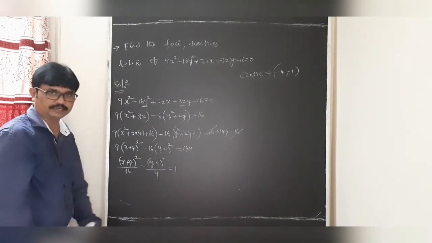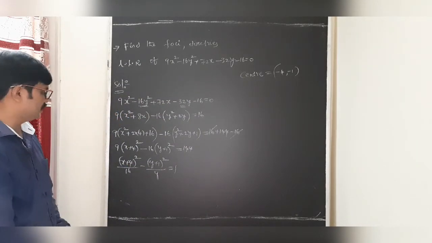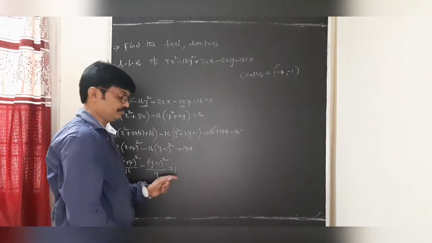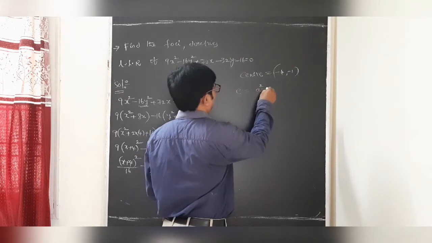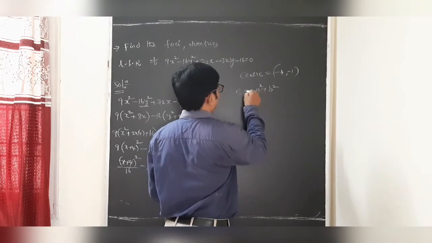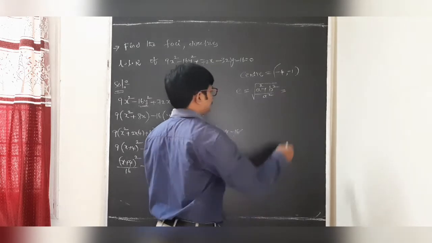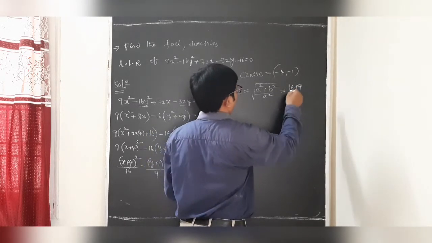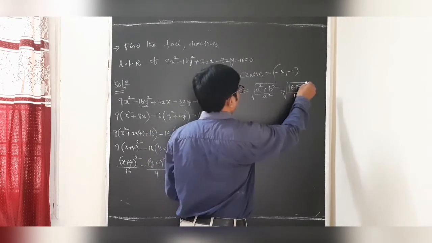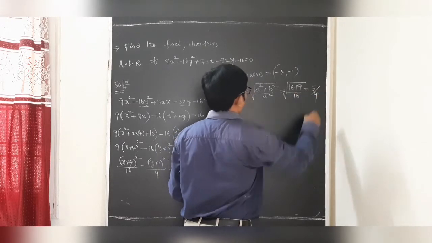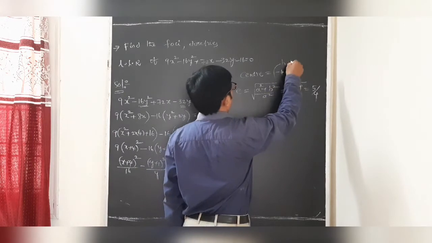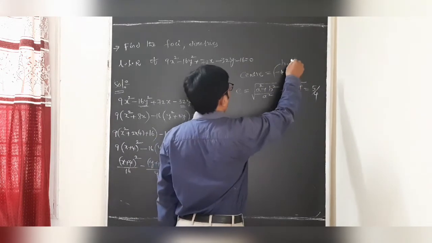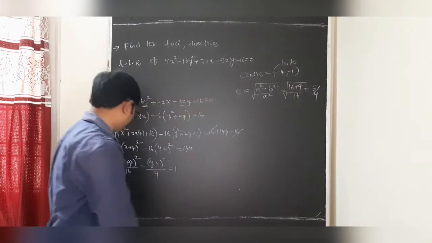Yes, this is the center. So dear students, first we have to find the eccentricity. How to find the eccentricity? It is (a square plus b square) upon a square, that is 16 plus 9 by 16, so this is 5 by 4. So students, the center will be h comma k.